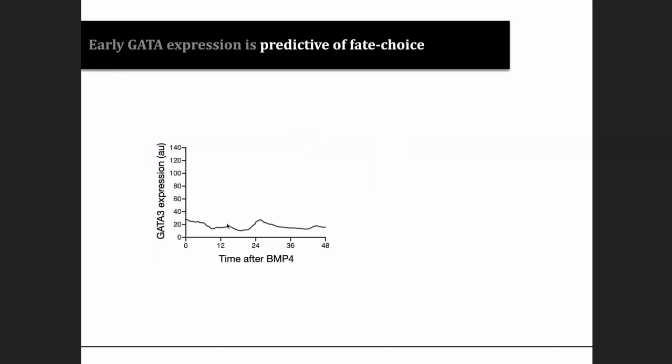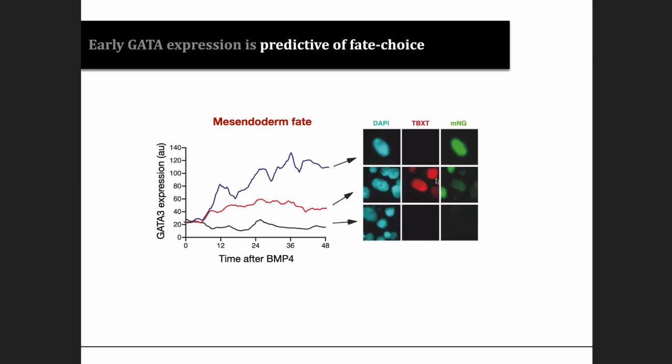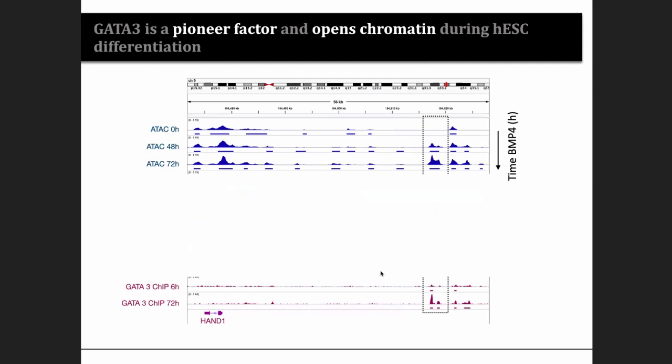So this is an example of just single cell tracing. These cells here have no GATA3. We have an intermediate level of GATA3, and we have a high level of GATA3. And what you can see is that the marker for mesendoderm, which is Brachyury or TBXT, is really only expressed in these intermediate GATA3 levels.